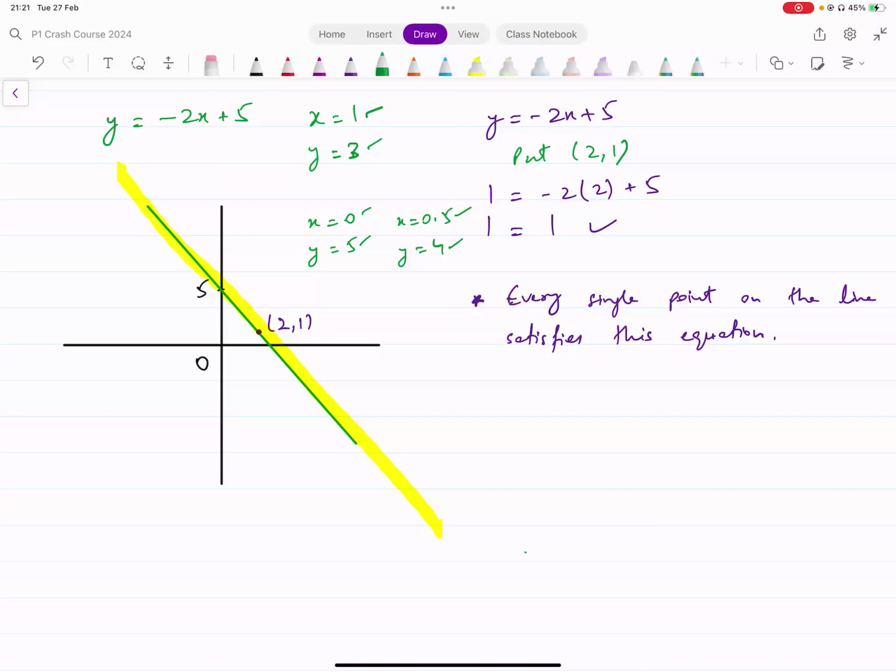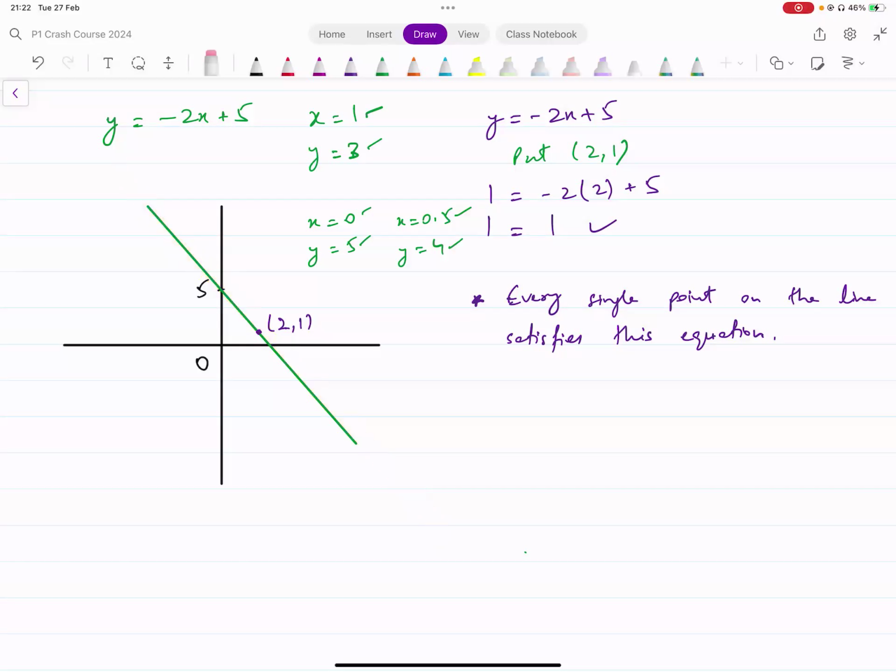If you input different values of x in this equation, you'll get different values of y. And the points that you get, they're all going to be on this line. Okay, so that's the connection between this equation and the graph. Now, this is going to be relevant later on when we will be solving questions.